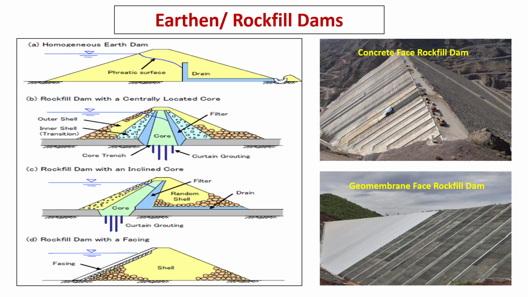To have high dams and to have a seepage barrier, we introduce a core in the center of the dam, that is the central core earthen dam. Further to optimize, the inclined core dam type is also used. Further optimization gives concrete face rock fill dams and geomembrane face rock fill dams. That is, an impermeable membrane, either concrete or geomembrane, is placed at the upstream.